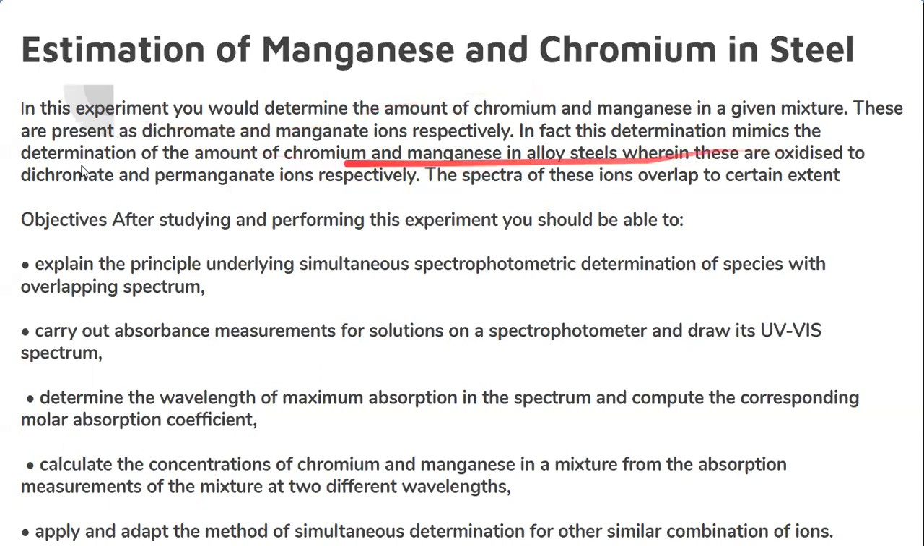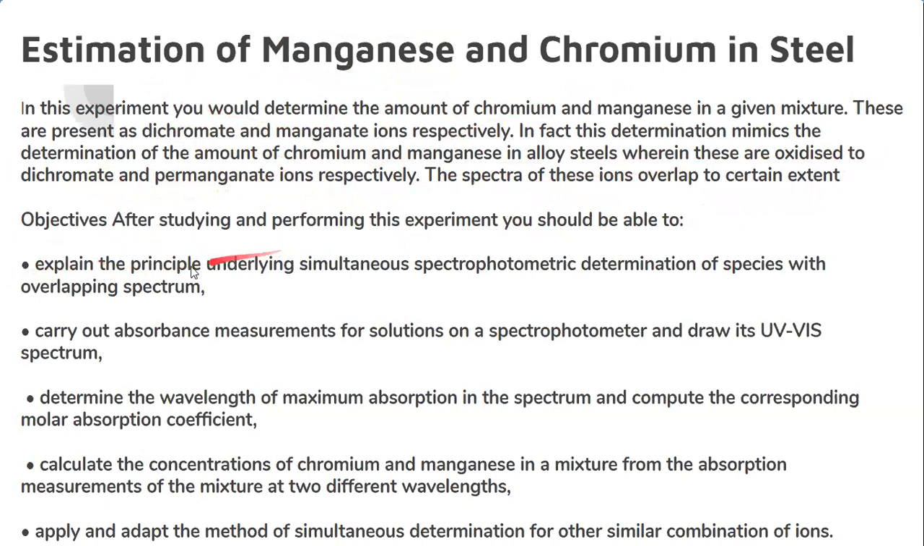As we know, steel is an alloy of iron. Iron is present as a major constituent, and it may be combined with carbon along with chromium and manganese. This chromium and manganese impart strength to steel. We cannot estimate the manganese and chromium in steel directly. So first they should be converted into permanganate and dichromate ions respectively. The spectra of these ions overlap to a certain extent.